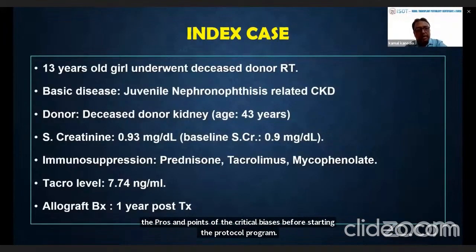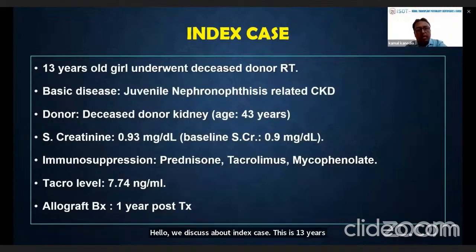Now we'll discuss the index case. This is a 13-year-old girl who underwent deceased donor renal transplantation. Her basic disease was juvenile nephronophthisis-related CKD. The age of the deceased donor was 43 years and her serum creatinine level was 0.93. Baseline was 0.9 and she was on triple immunosuppression.